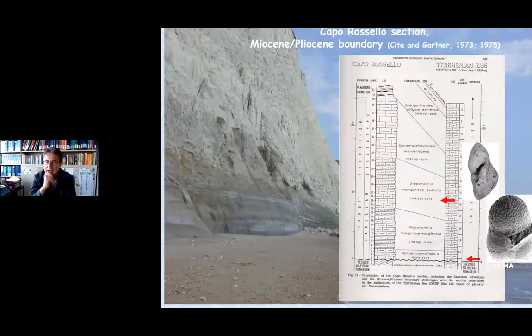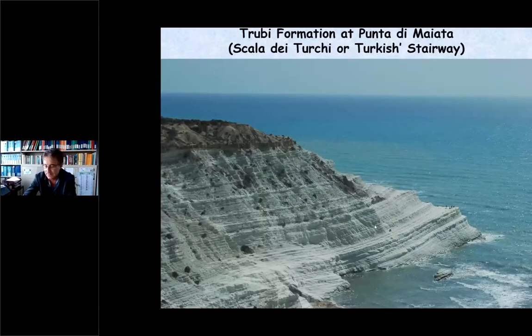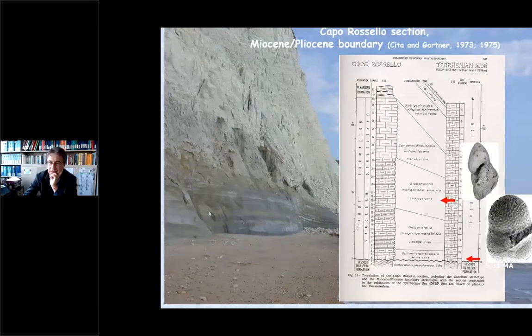Cita and Gartner proposed the Zanclean stratotype in Capo Rossello due to the presence of a beautiful outcrop like this. They found the contact between sandstones, well known in geological literature as Arenazzolo, and above the Arenazzolo they had more than 120 meters of marly limestone belonging to the Trubi Formation. So they recognized several changes at the passage across the Arenazzolo and Trubi, and placed an erosional surface at the contact between sandstone and Trubi.